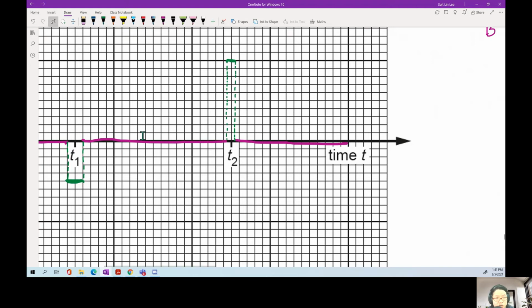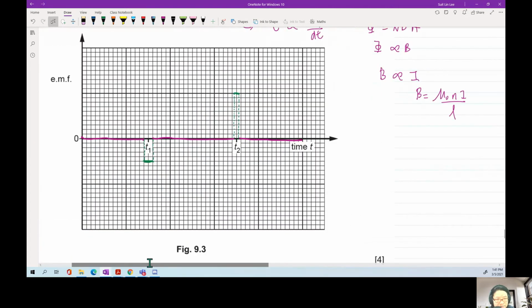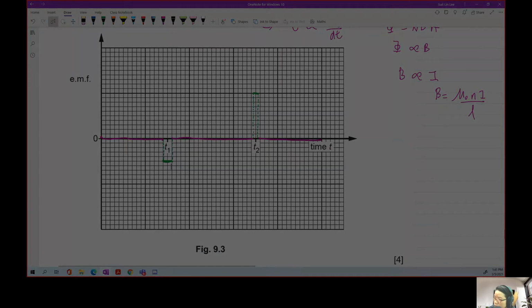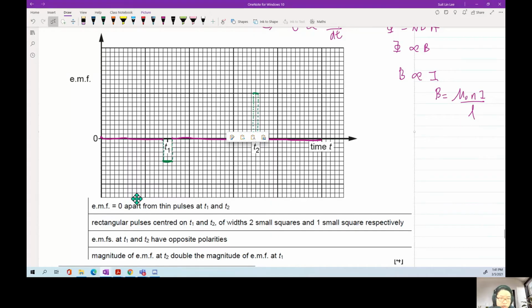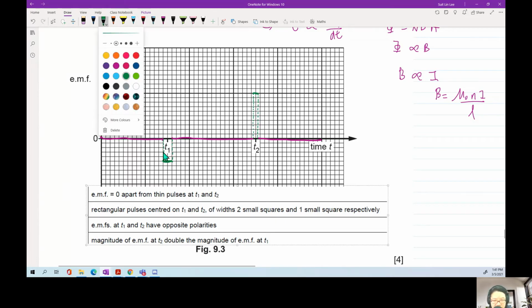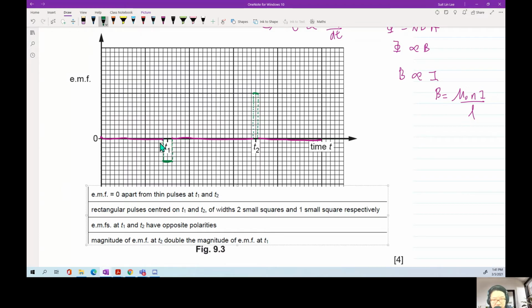So this is the mark for 4 marks. All right, so here is the mark scheme. I'm just going to provide it for you to check your own answer. EMF is equal to 0 except thin pulses at T1 and T2. Rectangular pulses. Some students like to ask me, Miss, do I draw a dotted line or full line? Doesn't matter. T1 is 2 small squares and T2 is half a small square.